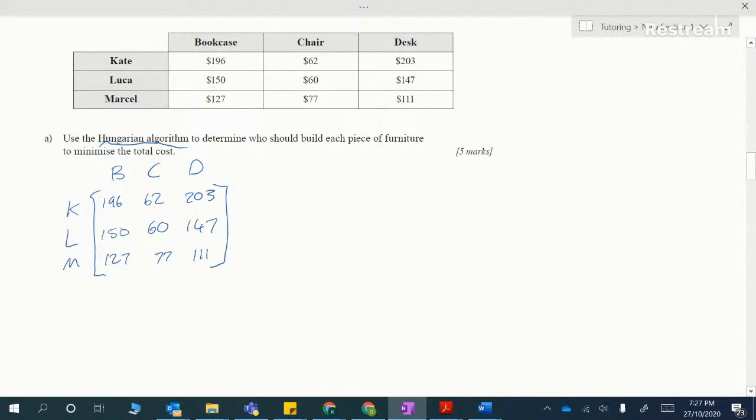Now, the first thing I want to do is what's called a row reduction. So I have to look through each row and look for the smallest number in each row, and take that number away from the entire row. The first row here, the smallest number is 62, so I am going to take away 62 from each of the numbers in that row. In the second row, 60 is my smallest number, so I'm going to take away 60 from every number in that row. And in the last row, 77 is the smallest number, so I'm going to take away 77 from everything.